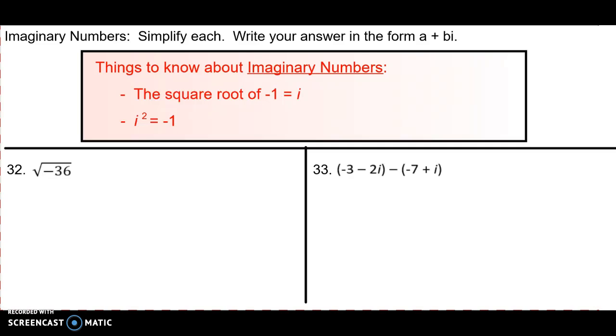All right, so the first question says the square root of negative 36. Well, we know that the square root of 36 is 6, and since it's negative, we have to put an i for it's an imaginary number, 6i.